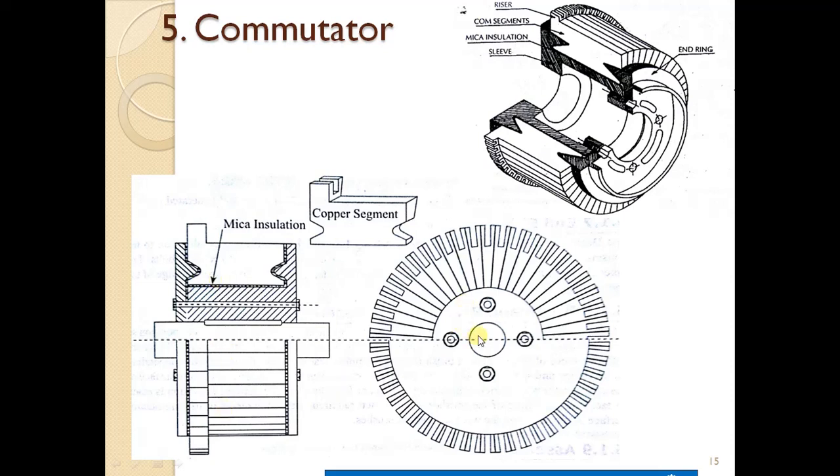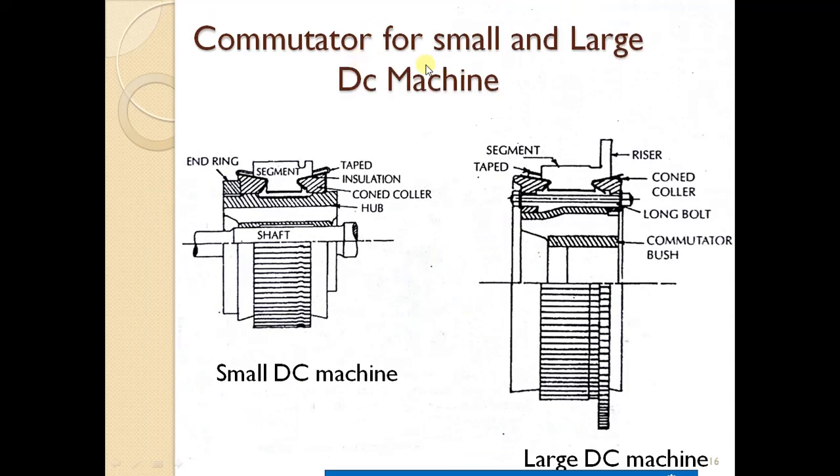Okay, and this is the front view of the commutator. So it looks like an armature core, but it is not an armature core, it is a front view of the commutator. These are the riser portions of the commutator. Clear? And there will be different types of commutators used for small and large DC machines. For small DC machines, this is the commutator design, and this is for large DC machines.